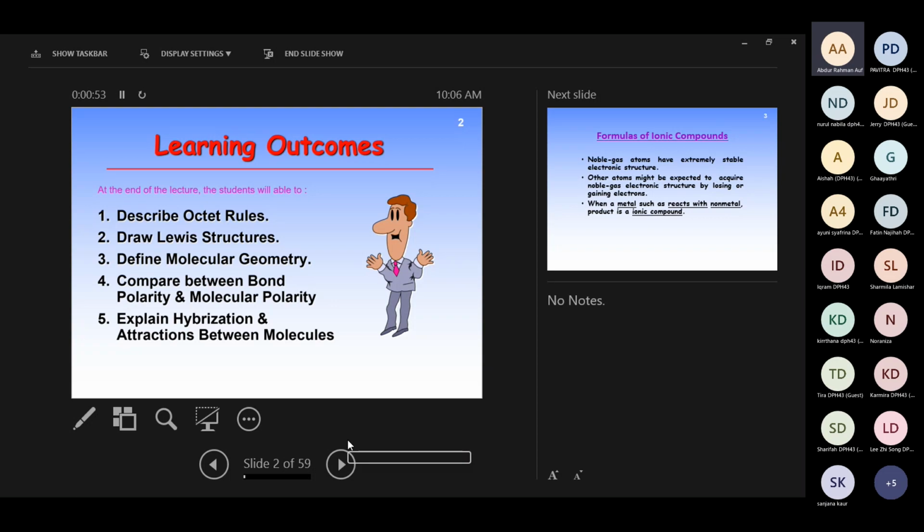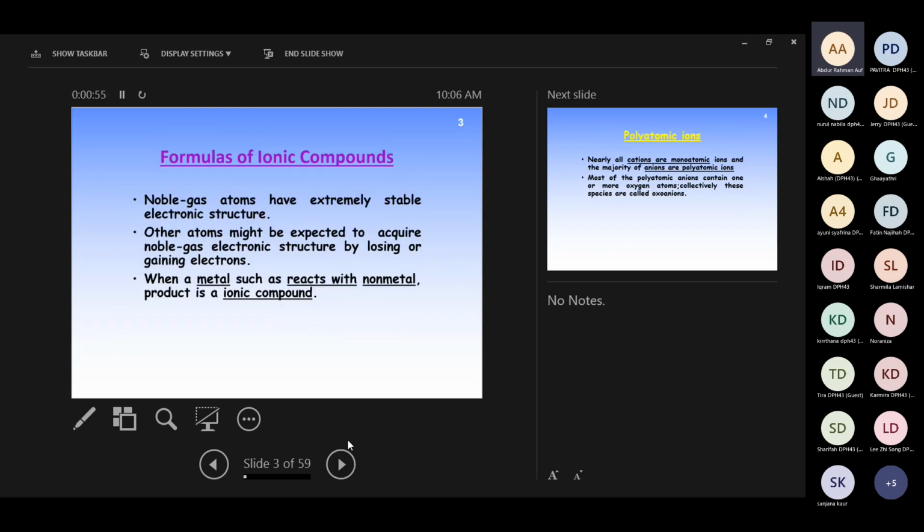Okay, so what basically this chapter entails is that the chapter ni nak explain how does a molecule exist. Contohnya macam H2O. Kita tahu dia ada satu hydrogen atom dan juga 2 atom oxygen. But why do they form a bond? Kenapa dia terikat antara satu sama lain? So we explain that dalam this chapter. Dan juga dia punya structure, dia punya rupa molekul tu.